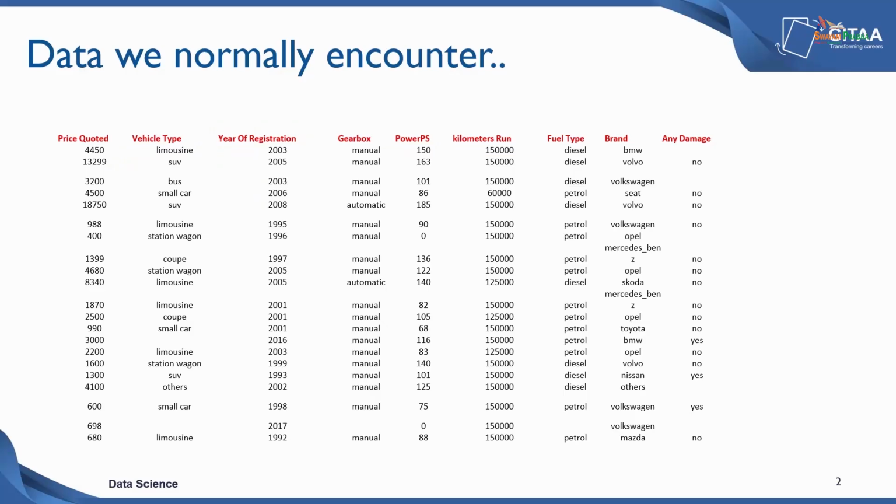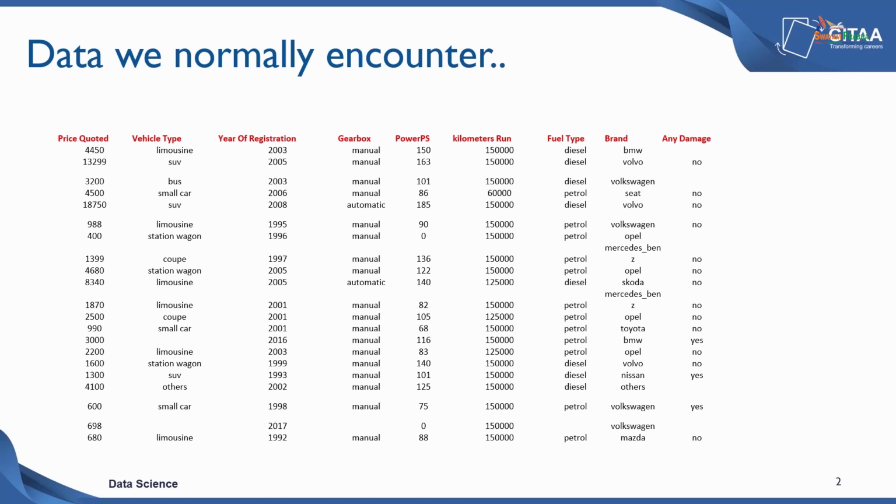The data we normally encounter looks something like this. This is a normal spreadsheet, and this data is related to used cars. So the kind of price that gets quoted for a used car, depending on the kind of vehicle type, whether it's a limousine, SUV, bus, etc. The year of registration, which indicates the age of the car, the gearbox type, whether it's manual or automatic, the power output of the engine, the number of kilometers that the vehicle has run, the type of fuel that it uses, the brand, which is an important component of the value of a particular car, and whether there is any damage to the car.